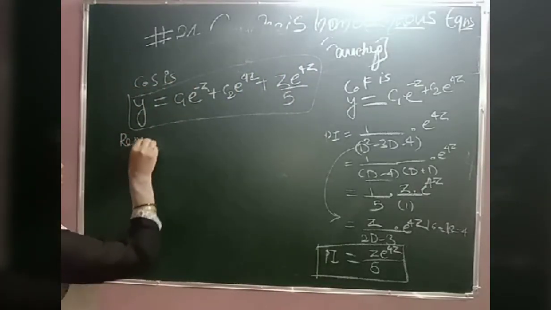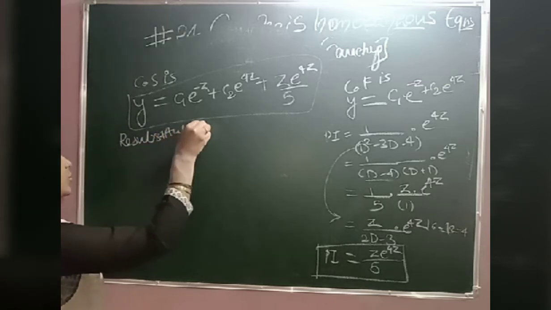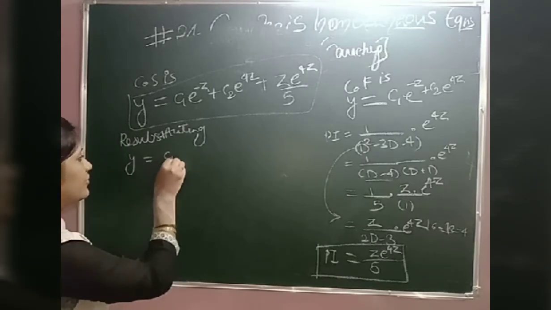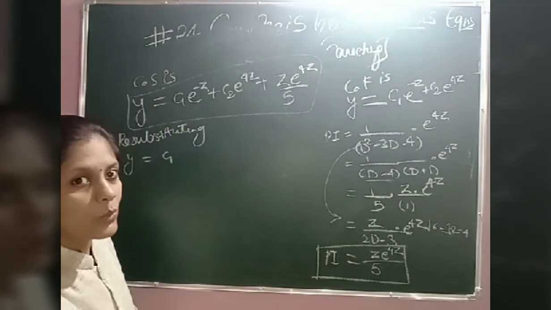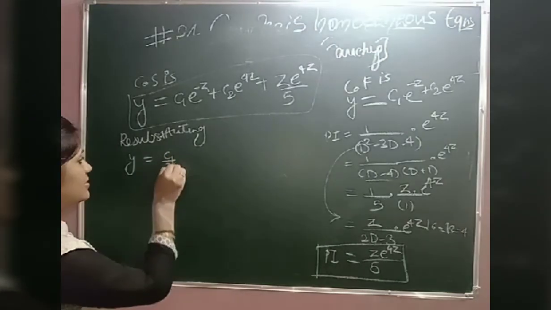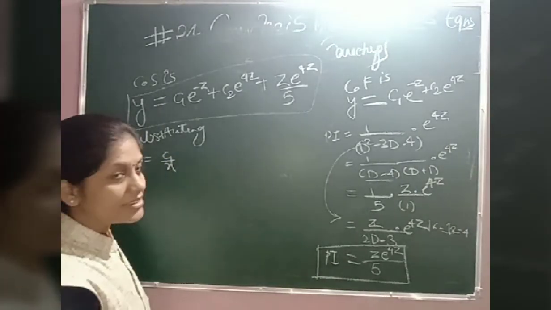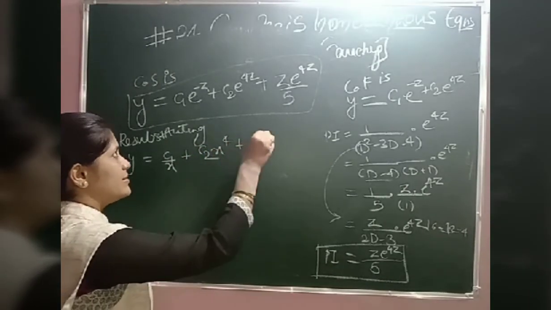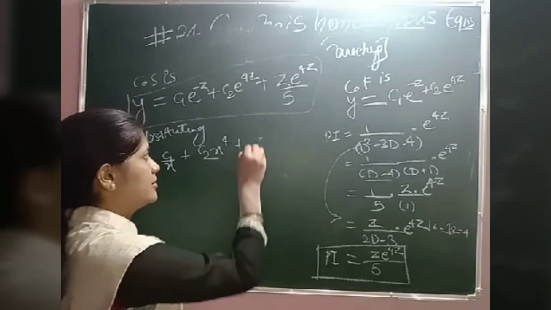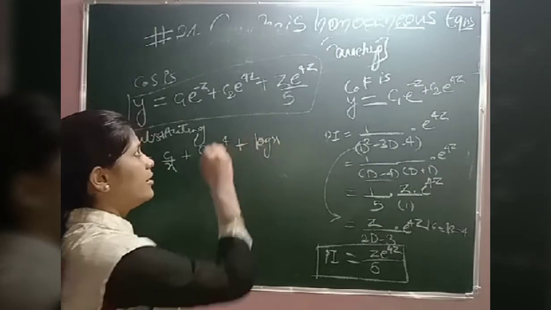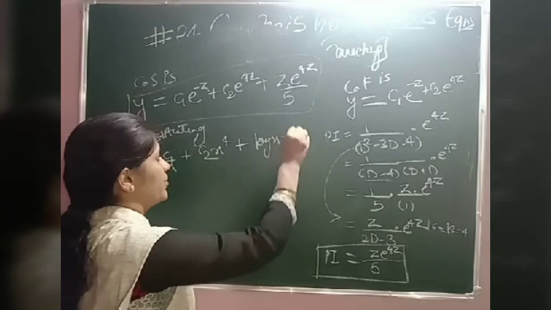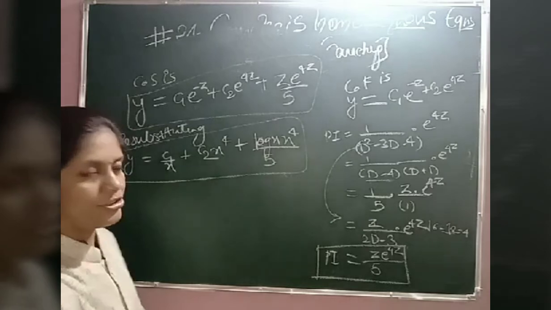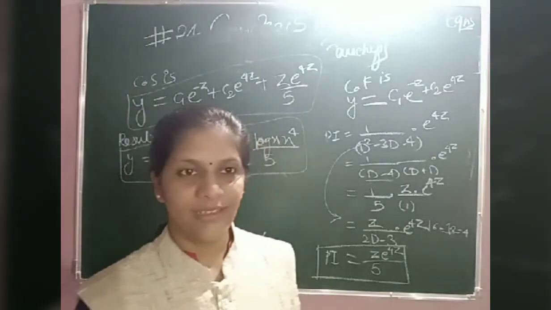Resubstituting, because the given question is in terms of x. So let us resubstitute: y equal to C1 e power minus z, where e power minus z is x power minus 1, that is 1 by x, plus C2 e power 4z, that is x power 4, plus z, where z is log x, times e power 4z, x power 4 by 5. So this is our solution for our given Cauchy's equation.